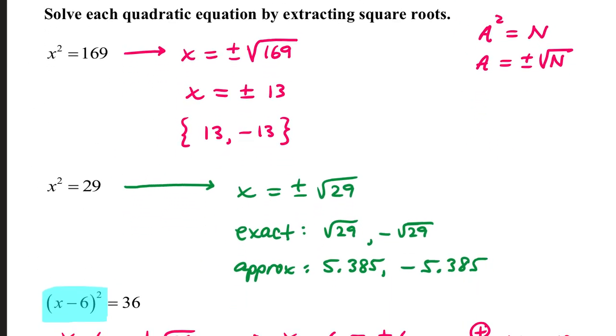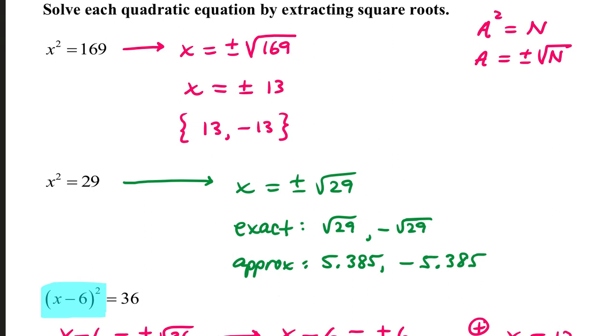Another technique for solving quadratic equations is called extracting square roots. When you have a square equal to a number, over here in the top right of your screen, this is the general formula for extracting square roots. Anything squared equals a number, when you square root both sides, anything is equal to the positive and negative square root of that number. Let's follow that blueprint over here. X squared equals 169, so x has to be plus minus square root of 169, which is plus minus 13. There's two solutions, positive and negative 13.